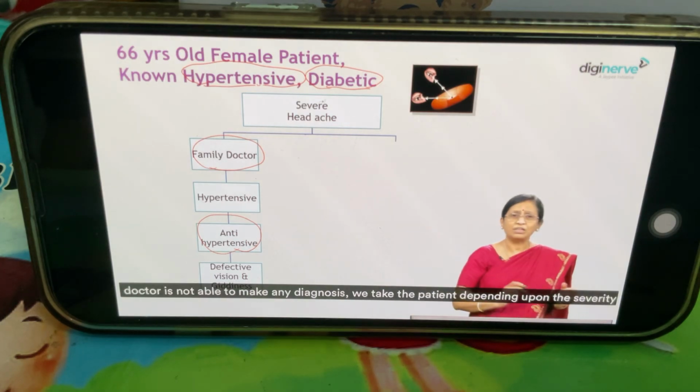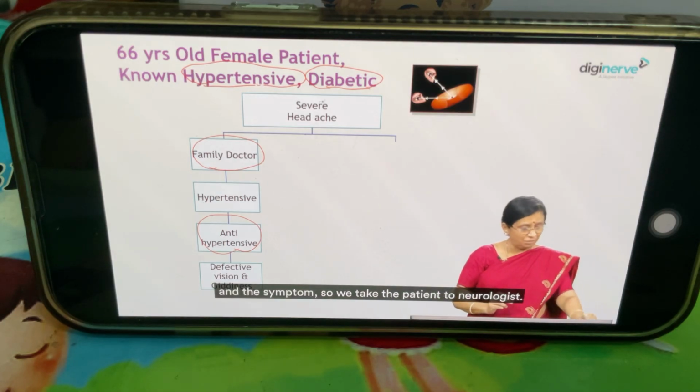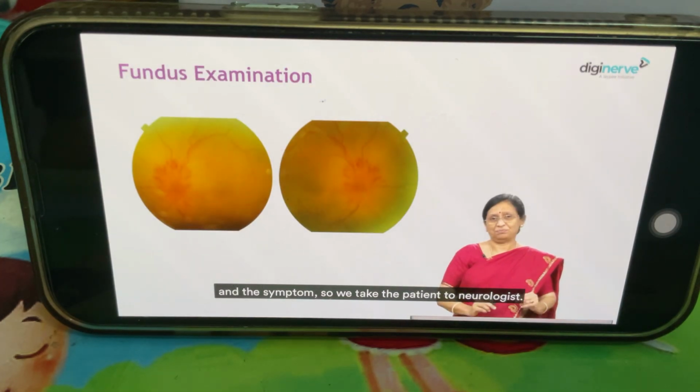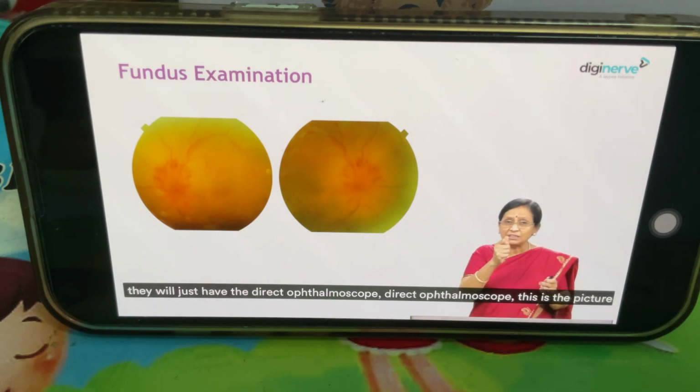Usually when the family doctor is not able to make any diagnosis, we take the patient, depending upon the severity and the symptom, to a neurologist. And neurologists see the disc. Most of the neurologists will not have an indirect ophthalmoscope. They will just have the direct ophthalmoscope. Direct ophthalmoscope, this is a picture.